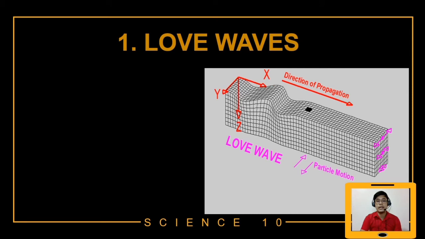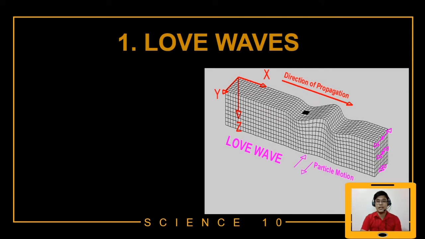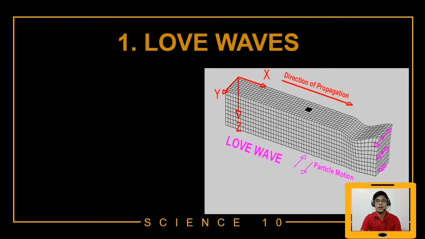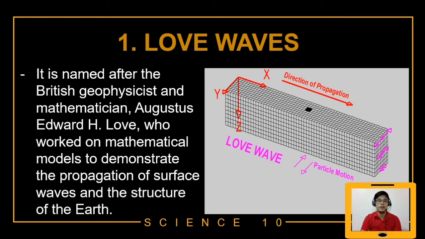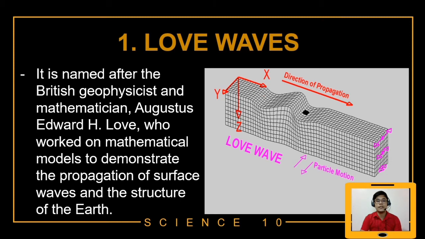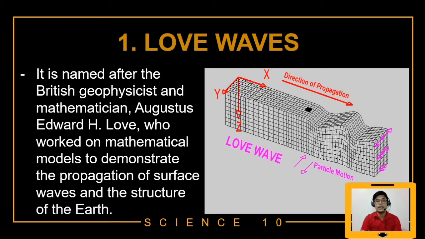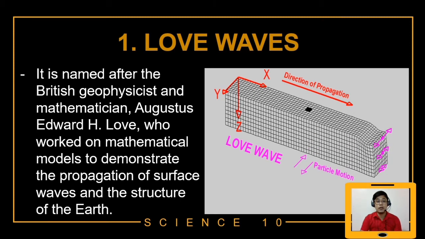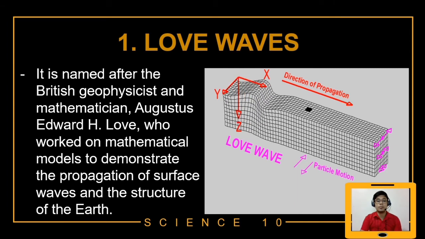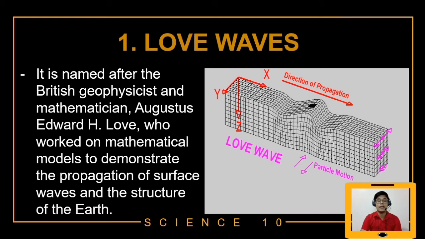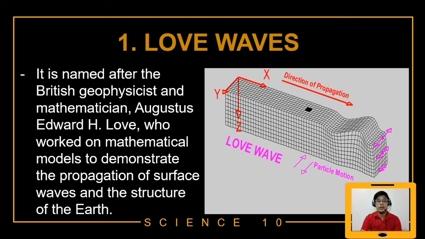The first one is the love waves. Okay, and you can see on the GIF how love wave occurs. And love wave is named after the British geophysicist and mathematician Augustus Edward H. Love, who worked on mathematical models to demonstrate the propagation of surface waves and the structure of the Earth.